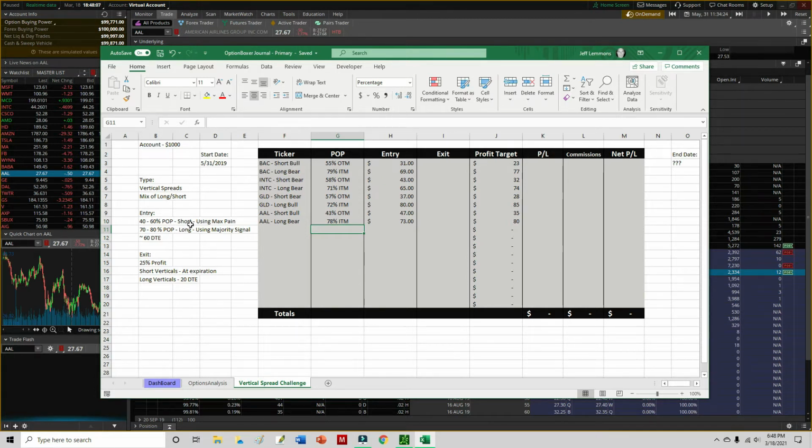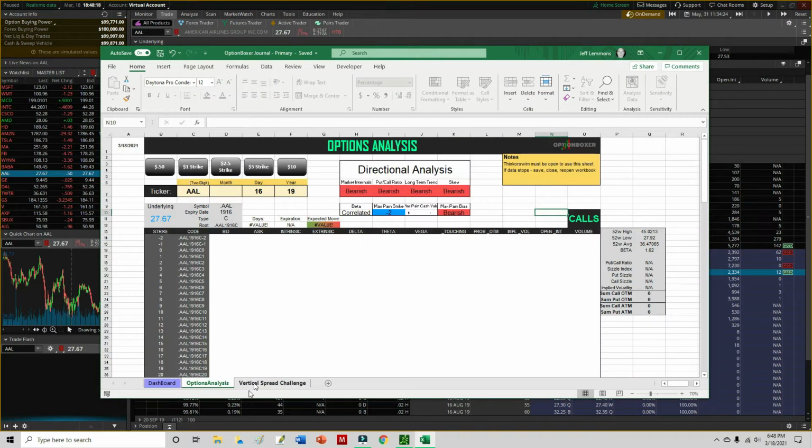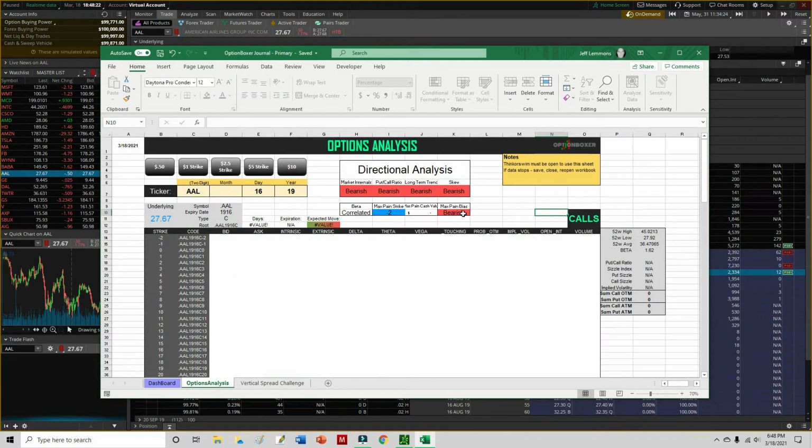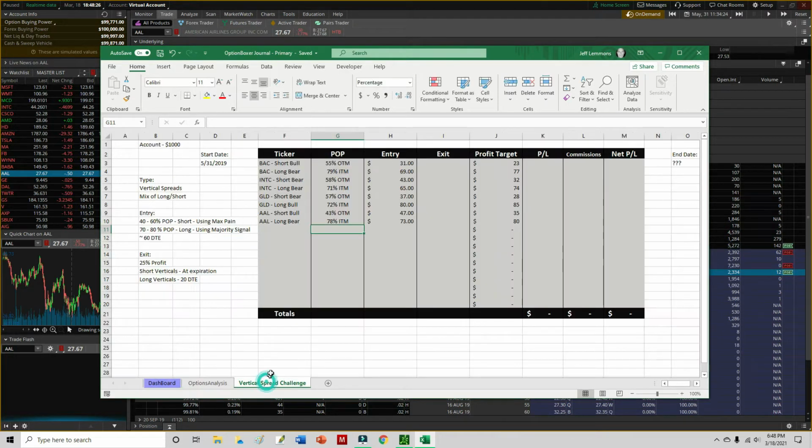The way I'm going to determine whether I make a short or a long trade is using the options analysis tab, which I've done. I've got it paused here so we're not missing anything. I've just gone here, and if the max pain is bearish or bullish, I just traded the short spread in that direction. So for Bank of America here, it looked like it was bullish, so I traded a short bull.